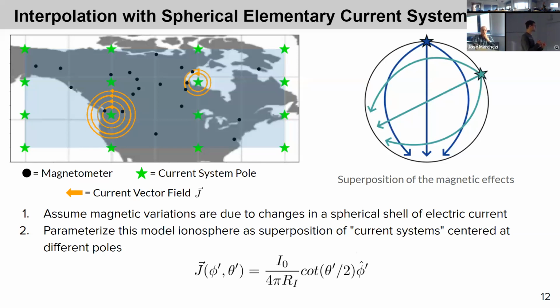The way it works is you assume that all magnetic variations you observe at magnetometers are due to changes in this thin spherical shell around the Earth, which is the approximation of the ionosphere. Then you can parameterize the functional value of that shell as a superposition of vector current systems, each centered at different points on a grid, although it could be any distribution you like. And each of those has a scaling factor, I naught, that determines their relative strength to each other.